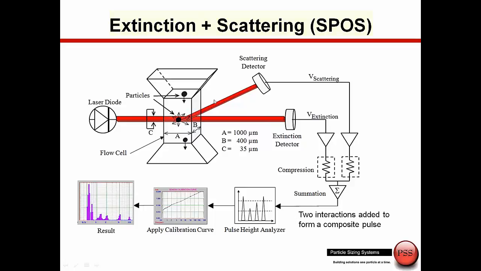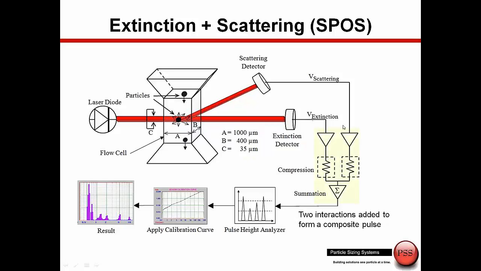We see in the diagram here the measurement zone where the particles pass through the light source, but now we have two detectors. Here is the extinction detector, and here is a scattering detector. The dimensions of the measurement zone are shown here. We take these two signals, the scattering signal and the extinction.